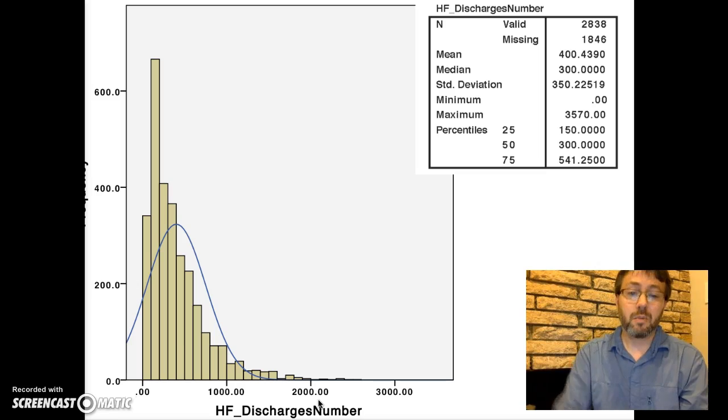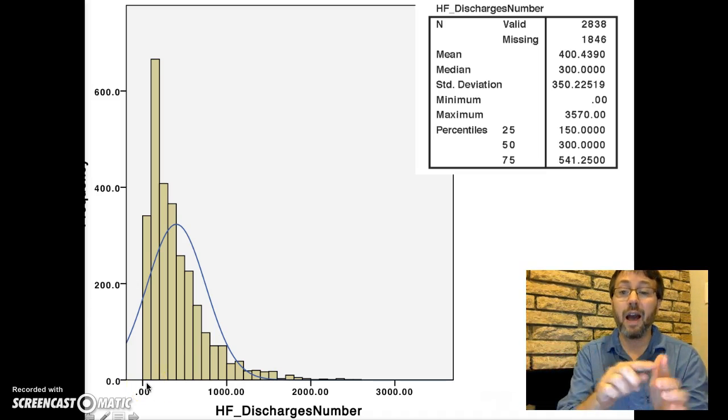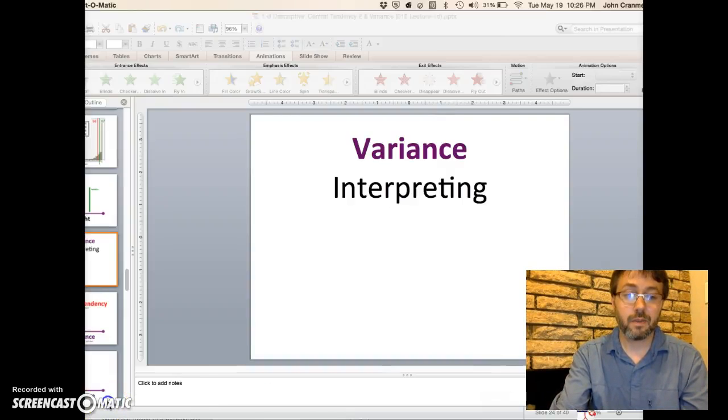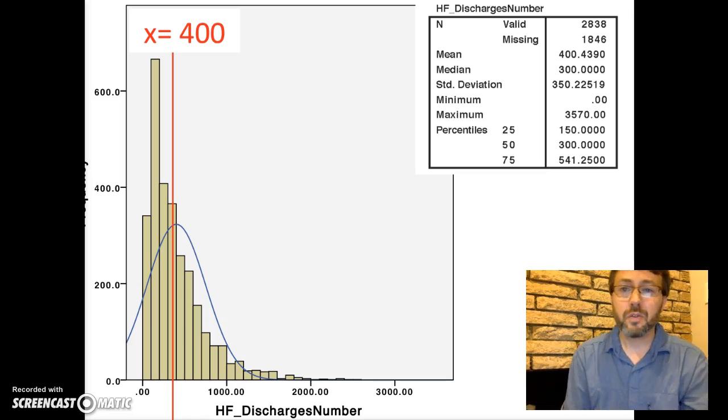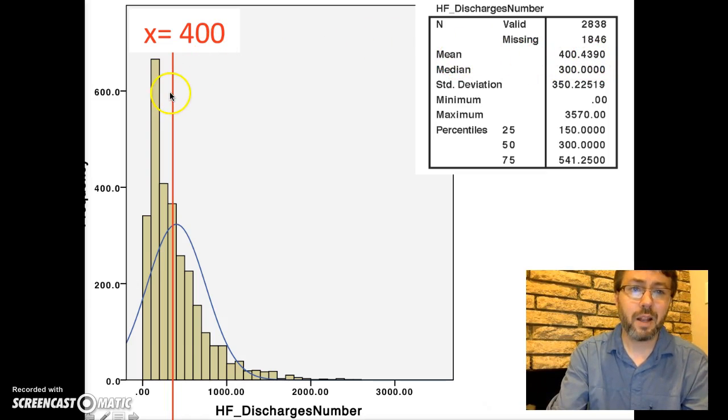So let's look here at the number of discharges for heart failure. We want to see how different the values in this data set are from our measure of central tendency. So let's first begin by looking at the mean of these data. When we run the statistical analysis, we see the mean is 400. And so I've plotted that here on the graph to show where the mean value lies.